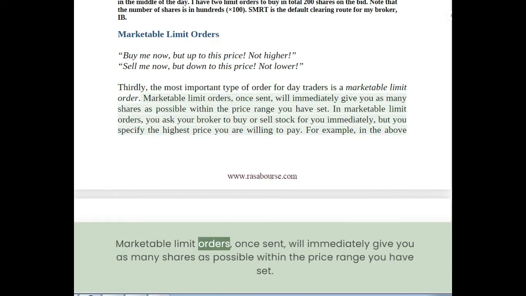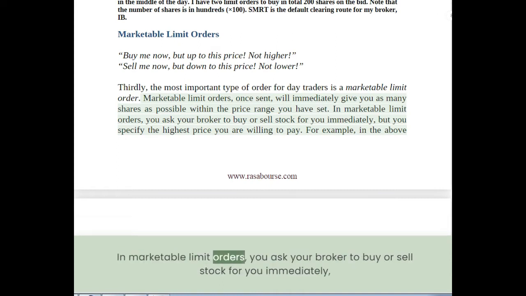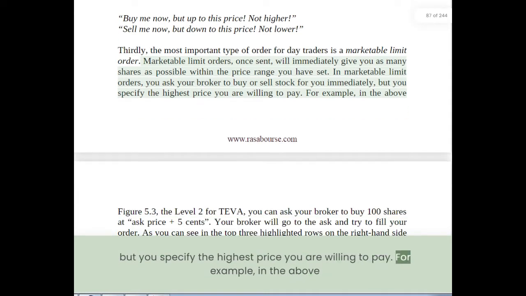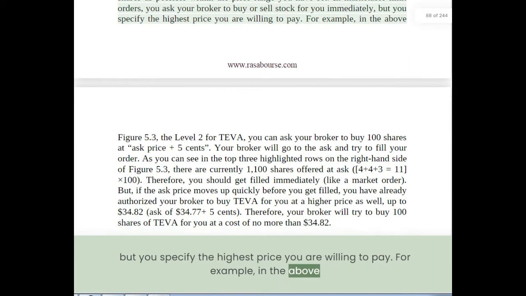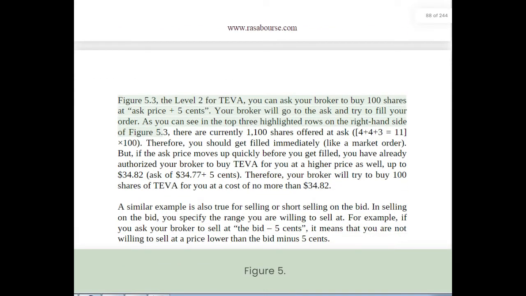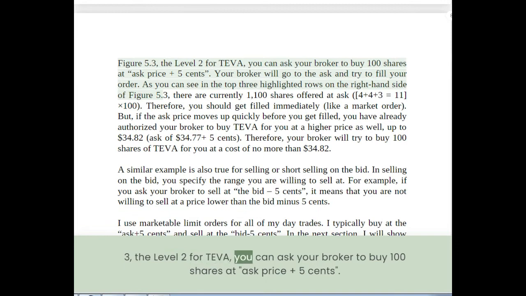Marketable limit orders, once sent, will immediately give you as many shares as possible within the price range you have set. In marketable limit orders, you ask your broker to buy or sell stock for you immediately, but you specify the highest price you are willing to pay. For example, in the above Figure 5.3, the Level 2 for Teva, you can ask your broker to buy 100 shares at ask price plus 5 cents.